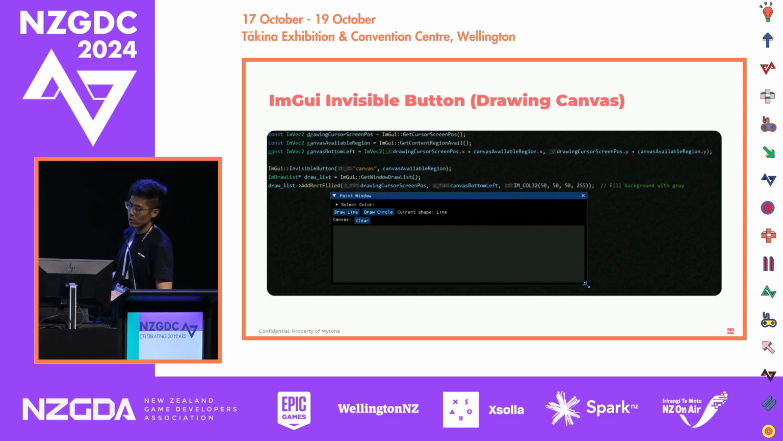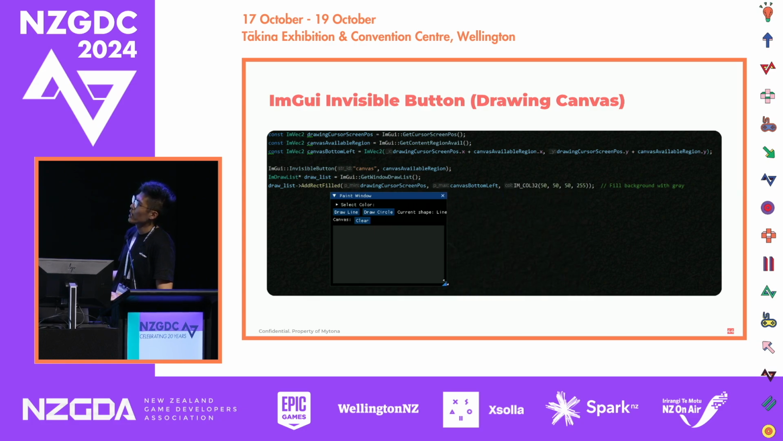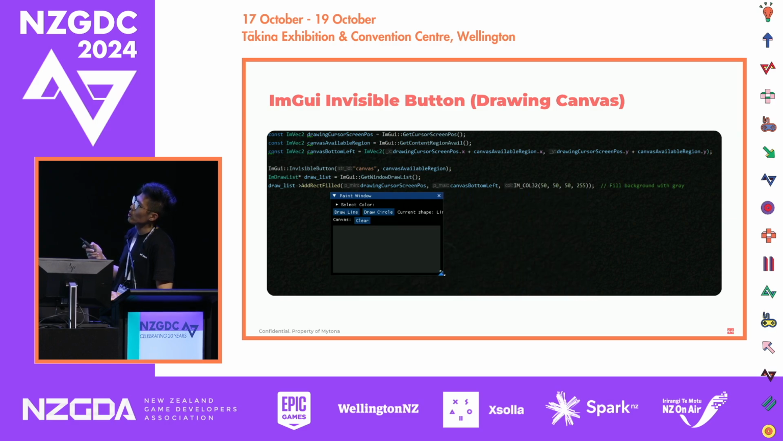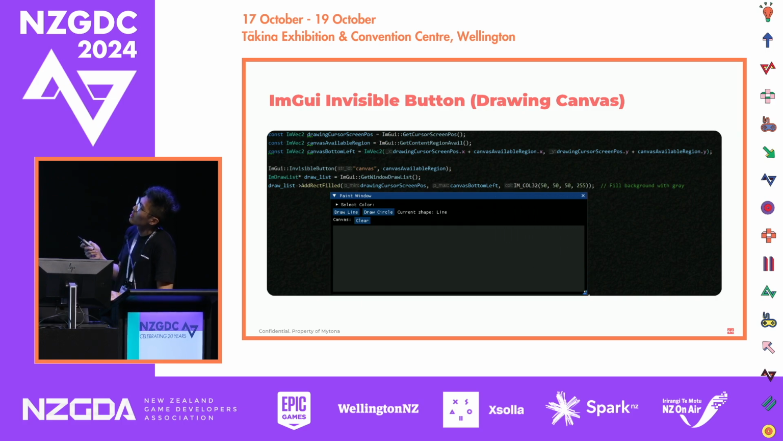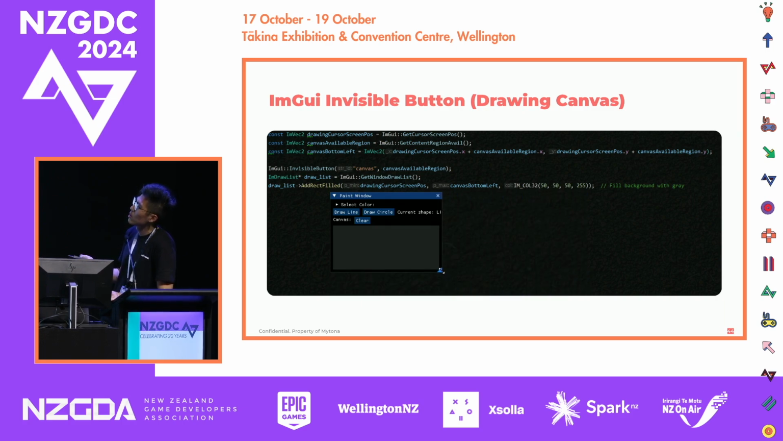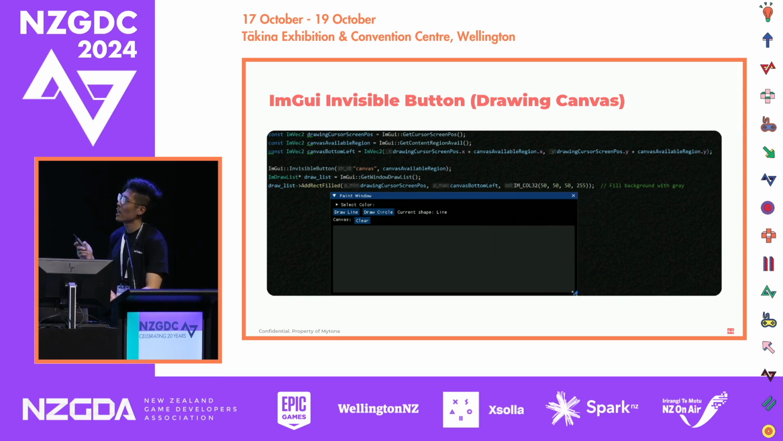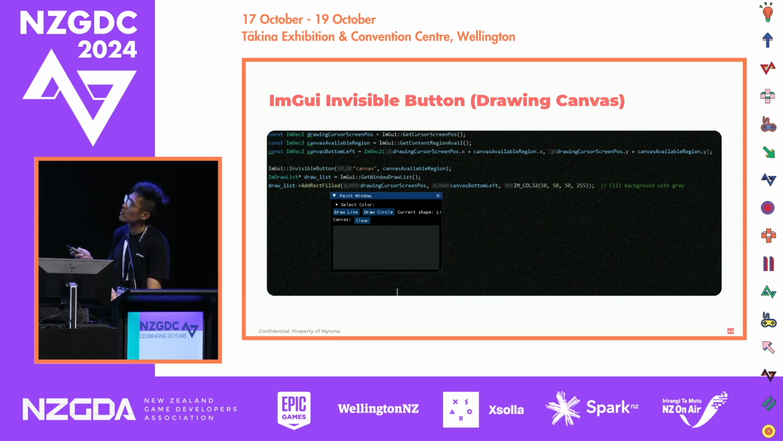So first step, we're gonna draw the canvas, the gray area here. I use two functions here: GetCursorScreenPos, which gives me the current drawing cursor position, which is the top left corner here, and the other one is GetContentRegionAvail, which is the bottom right in world space. So to get the coordinate in screen space, I have to add the first one, the GetCursorScreenPos.